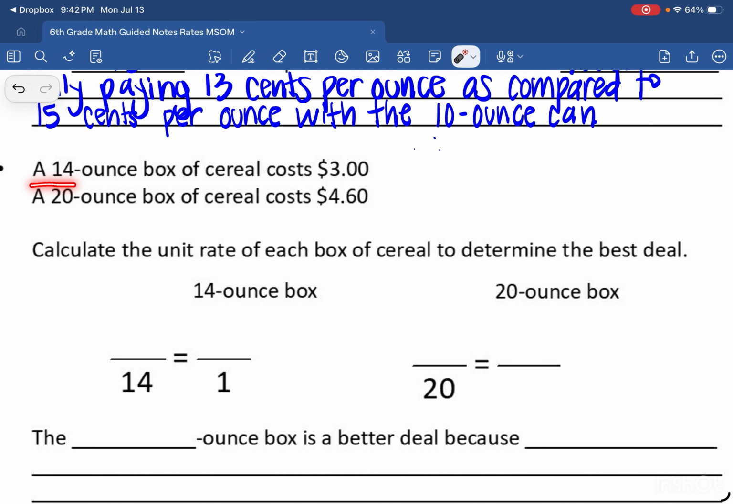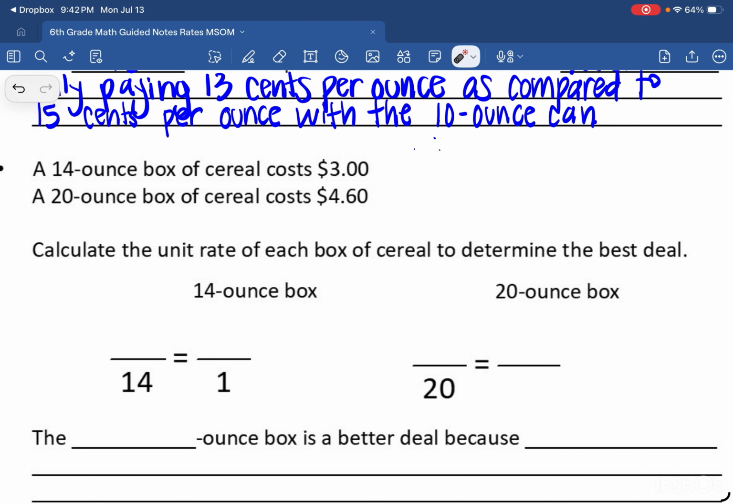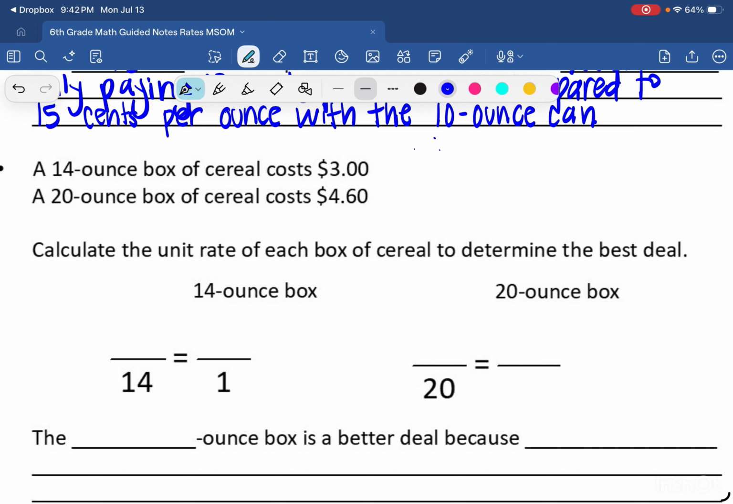A 14-ounce box of cereal costs $3. A 20-ounce box of cereal costs $4.60. Calculate the unit rate of each box of cereal to determine the best deal. So I want to figure out how much it costs for 1 ounce. I know that 14 ounces cost $3, so I will write 3 in the numerator. But I want to figure out for 1 ounce, so 14 to 1, using multiplication or division, will be divide by 14. So 3 divided by 14 gives me 21 cents.